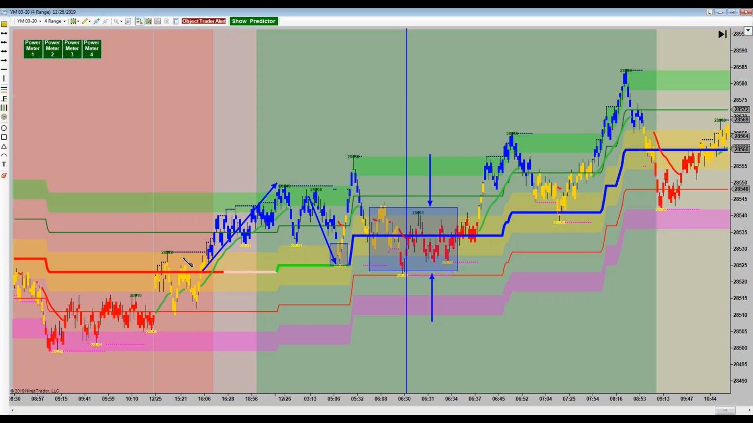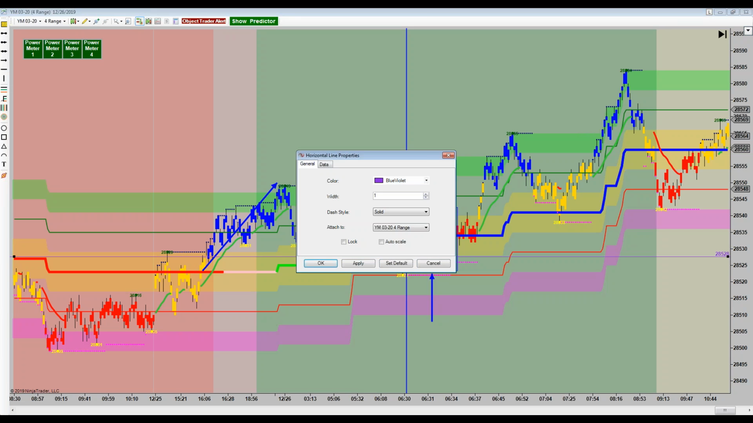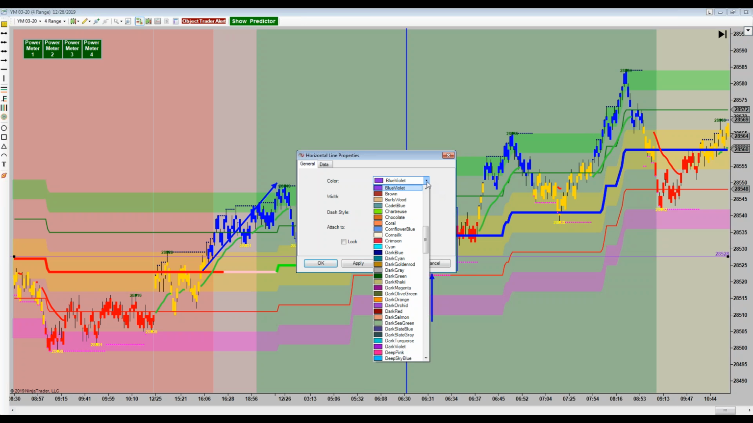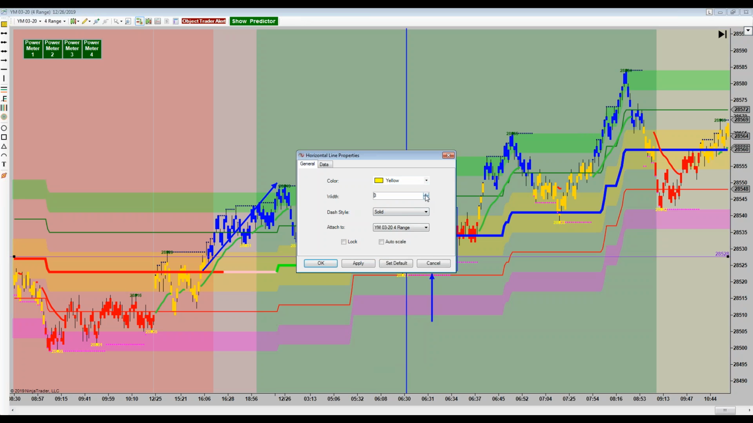So some traders, let me make this yellow. I've got to have this bold so everybody can see it. Stand by. Fix this thing here. I want it to be yellow, so it stands out, and much more bold. So there you go. I want yellow, and I want it like 3 or 4 pixels. Let's try that. Yeah, see, that's good. Yeah, let's set that as default.